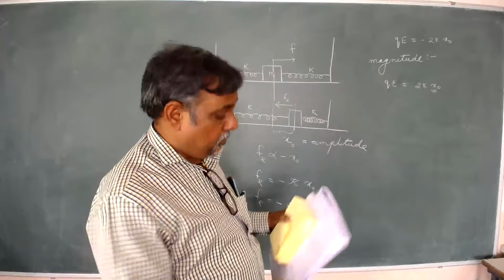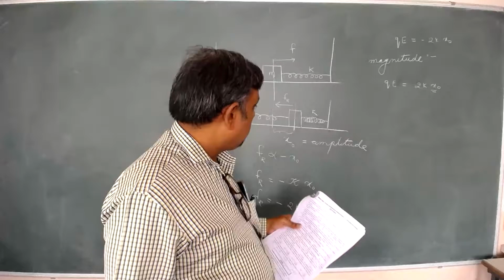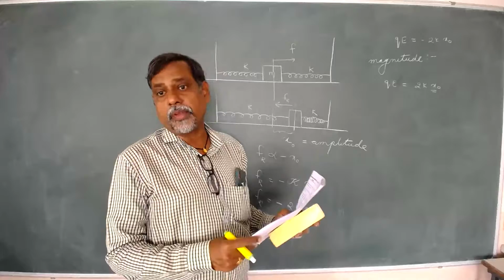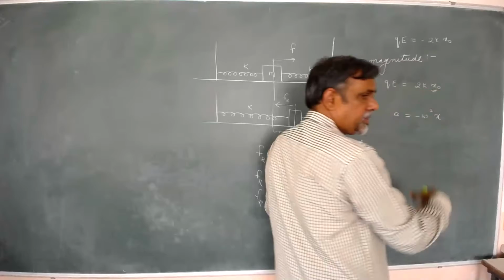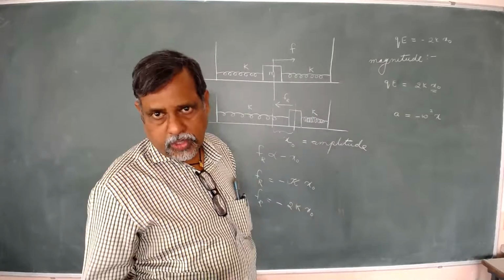And one more thing. So there is an amplitude. Since the particle is oscillating, it will have some angular frequency, that is angular velocity. What is the angular velocity that we come across here? Look at this: acceleration is equal to minus omega square x. Do you know this equation? A is equal to minus omega square x. Where did we get it from?